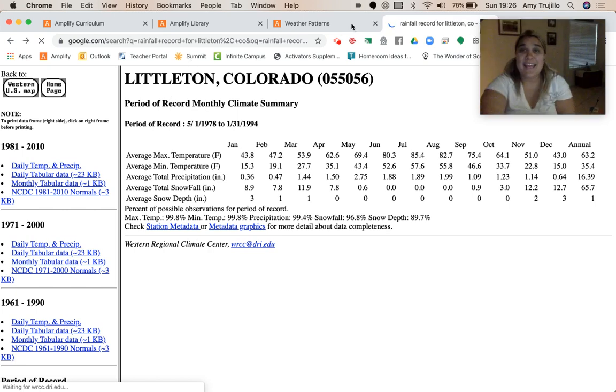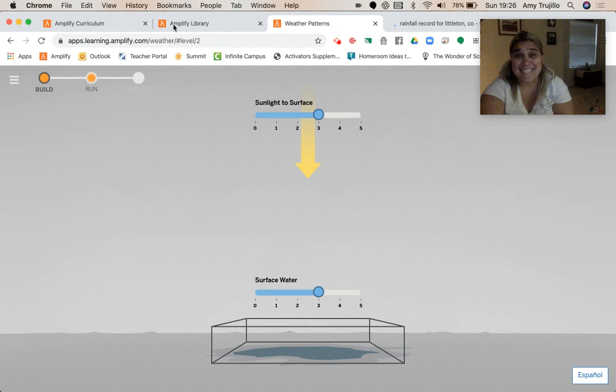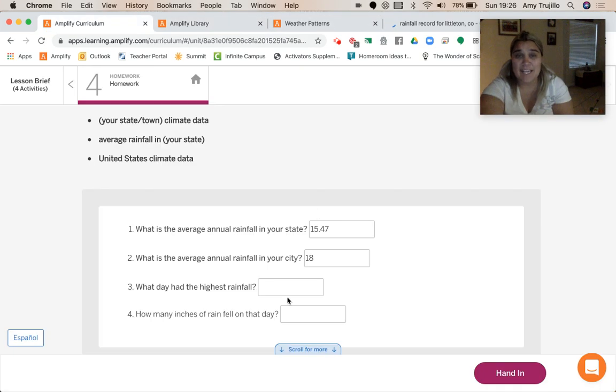But yeah, go ahead and go through and see some different ones. How many inches, what day had the highest rainfall, and how many inches fell that day? And just look around. Maybe look at different cities if you want, and see how those compare.